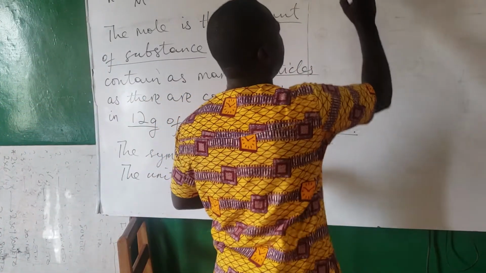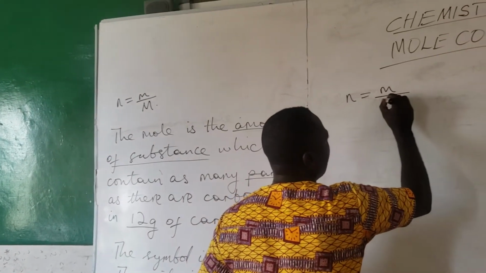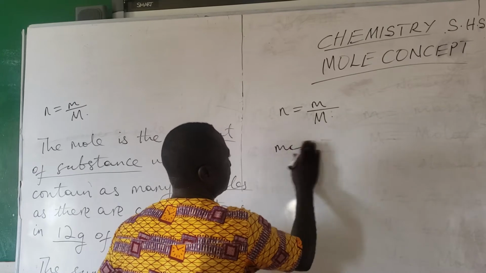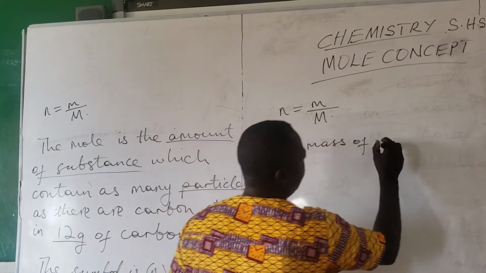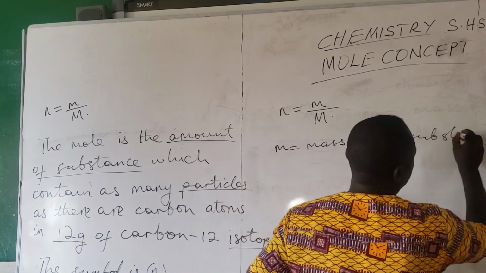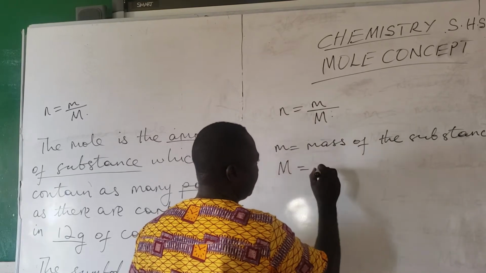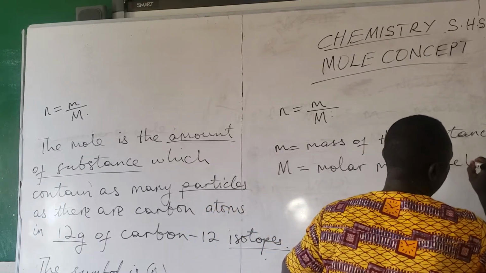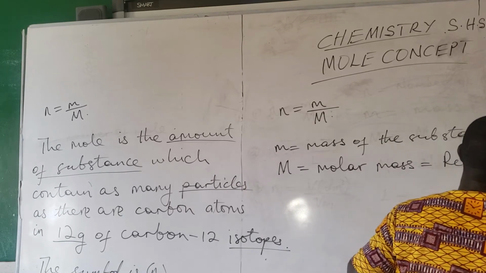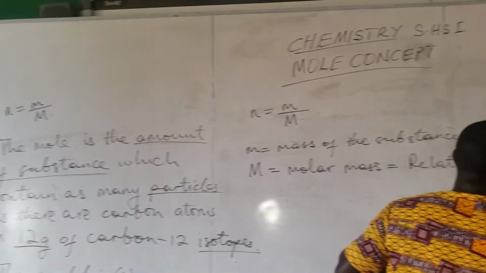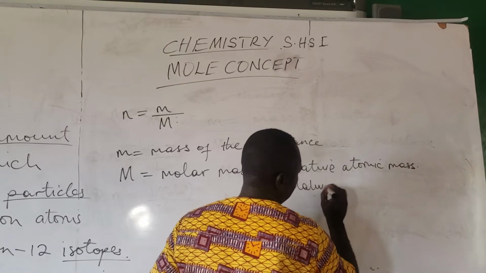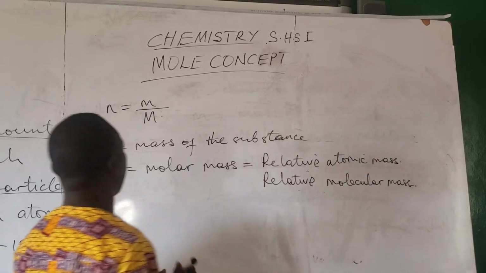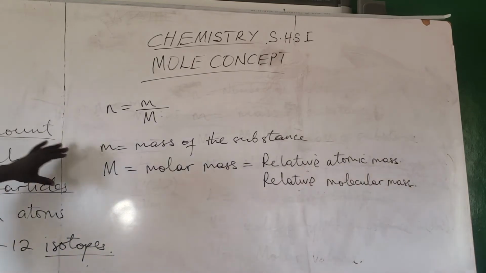And then let's come to the formula again. We said n can be small m over what? Big M. And I already explained that the small m is the mass of the sample that we are dealing with, the sample or the substance. And then the big M here is the molar mass. The molar mass is also equal to the relative atomic mass or the relative molecular mass.